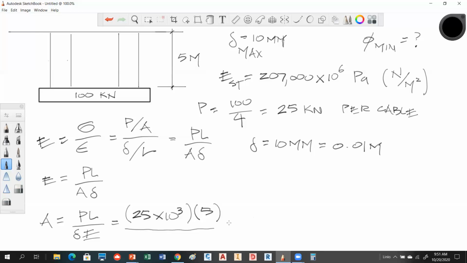We just converted this to meters, so that's going to be 0.01, and we're going to multiply that by 207,000 times 10 to the 6th. Remember this was in megapascals. Mega is 10 to the 6th, so that's where I got that from. So what we have now is everything's canceling. We're going to be left in meters squared when we do this. So let's see what we come up with. We have 25 times 10 to the third, and we're going to divide that by the bottom.